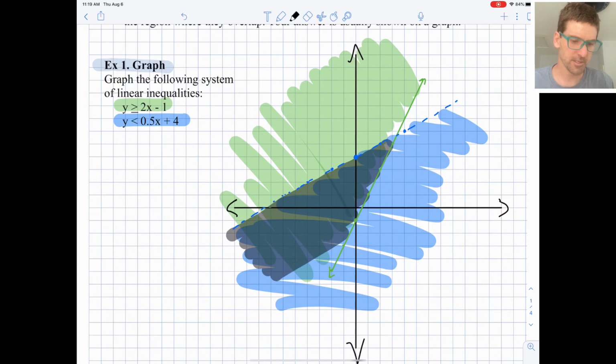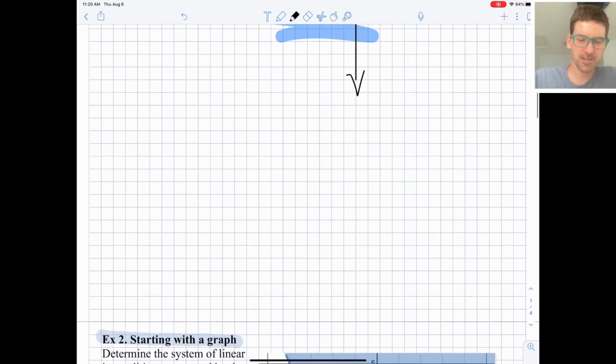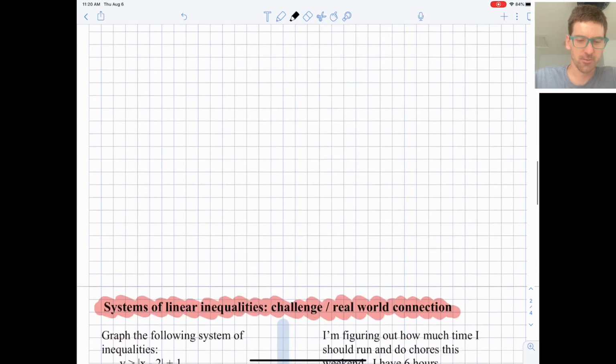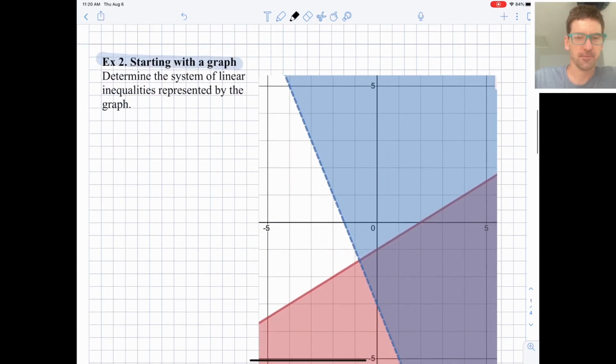If you're doing this on a piece of paper and turning it in to your teacher, you just want to make sure you're clear about which zone is the final answer, and you don't have to take 10 minutes to fully shade it in. Sometimes students like to do that, but something like what I just modeled is a good final solution here. All right, let's move on to the next one, and we are going to be starting with a graph.